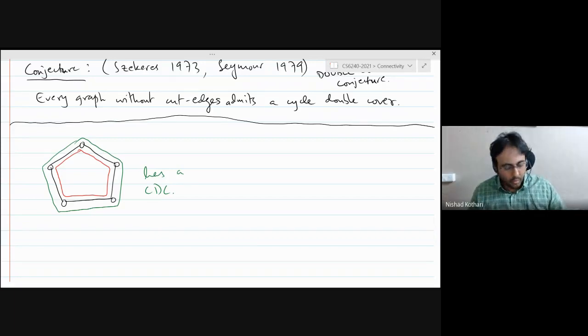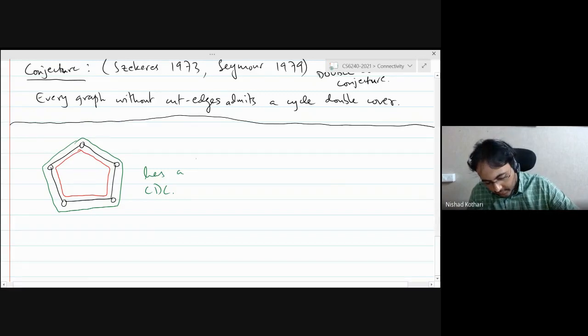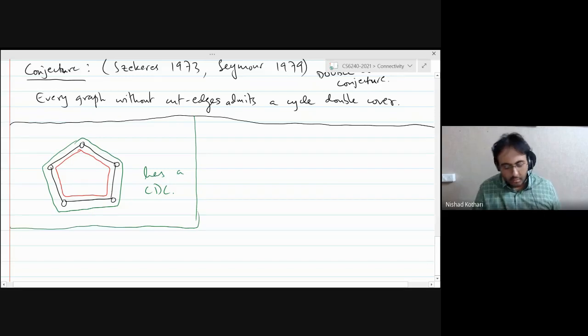Okay, so I just wanted to mention this conjecture because it requires a simple concept, which is the concept of cut edges, right? But I want to move on towards connectivity. Okay, so the next question is, let's try to connect with the cycle double cover conjecture.